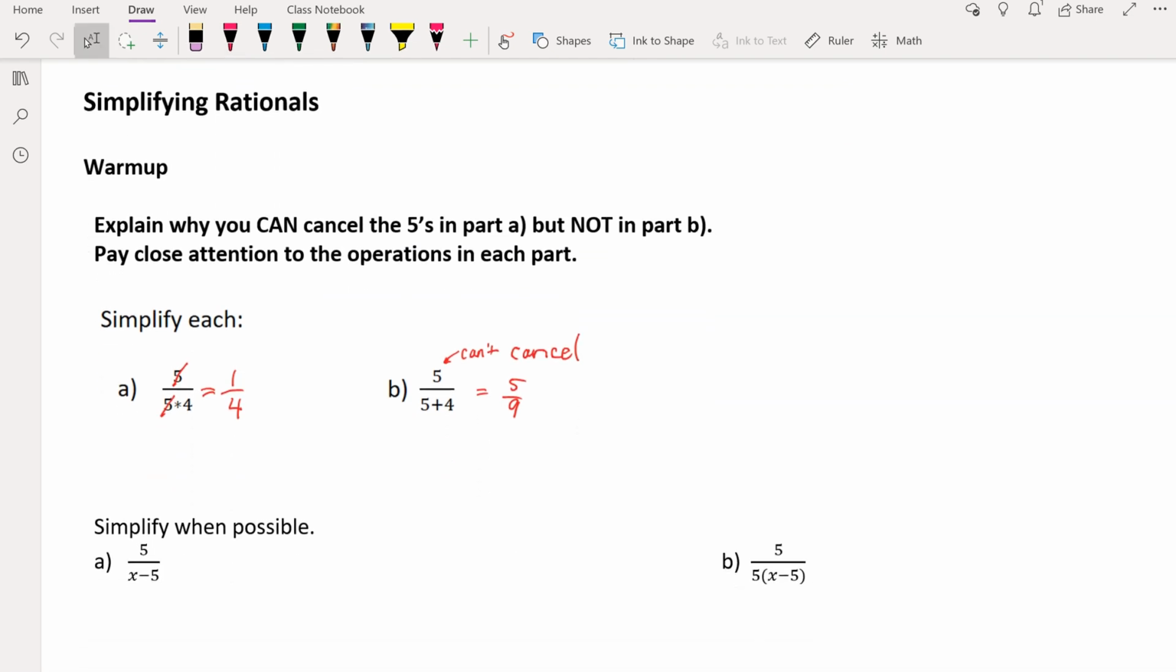Okay, simplifying rationals. This is our last little bit of notes. So really quick, I want you to do this warm-up. Explain why you can cancel the 5s in part A. You can cancel the 5s in part A, but not in part B. So you can't cancel over here in part B. Pay close attention to the operations in each part. Go ahead and explain why you think you can cancel in part A and you can't in part B.